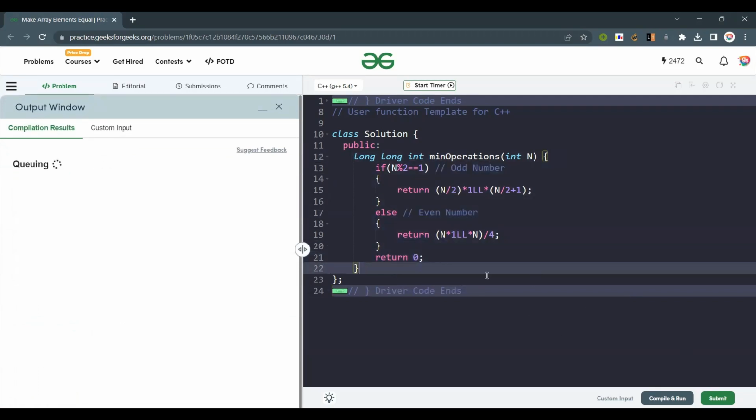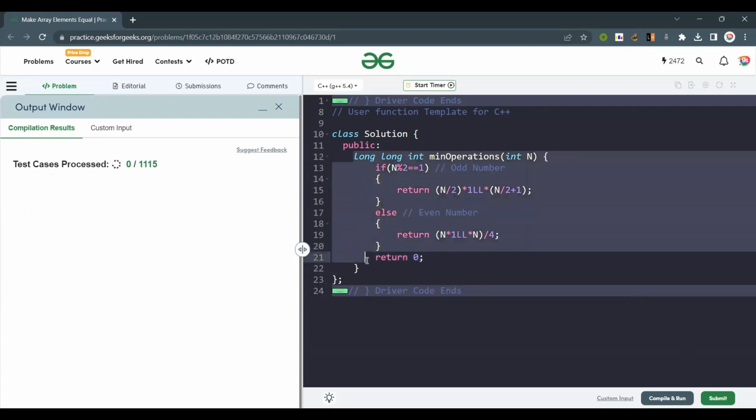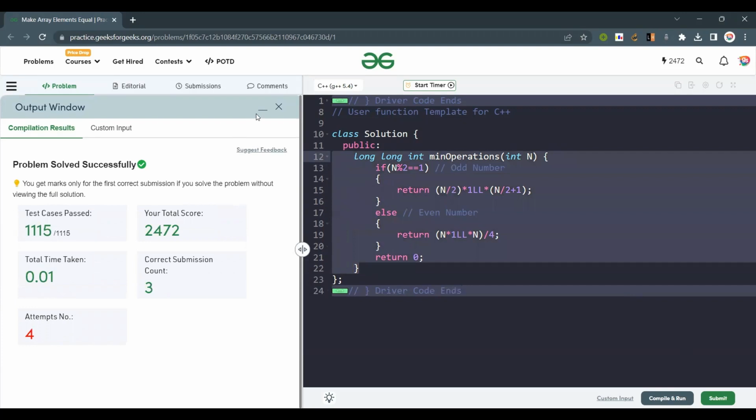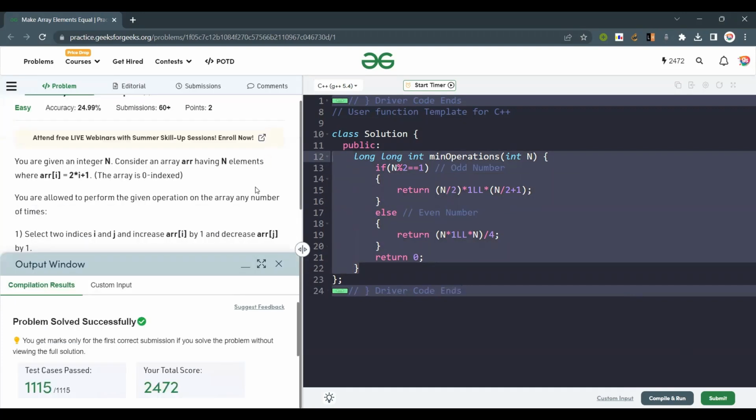Let's compile it in the code. Yes, let's submit the code. So this question is totally working fine. So this question was all about the observation that you've made, and you just have to search on Chrome about the formulas, and that was all about this code.